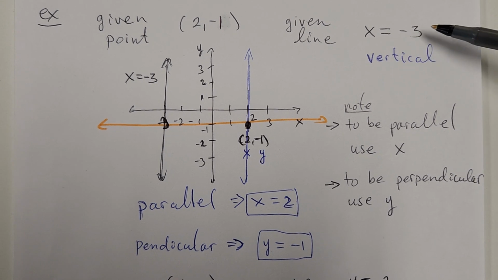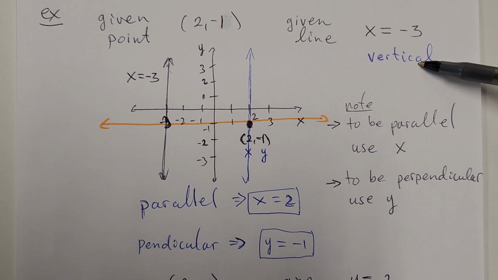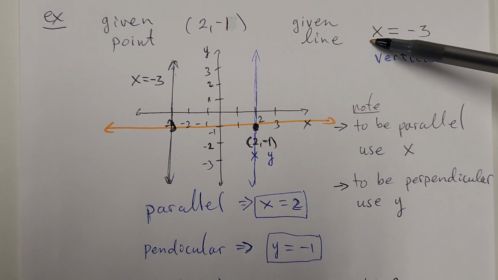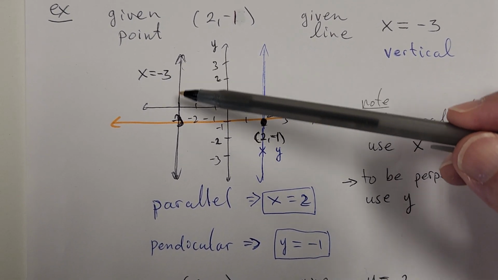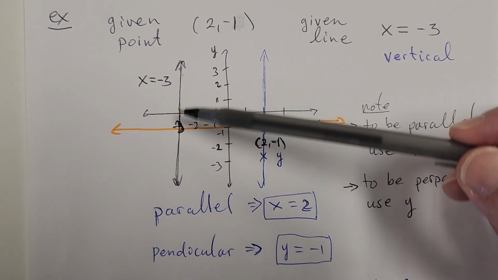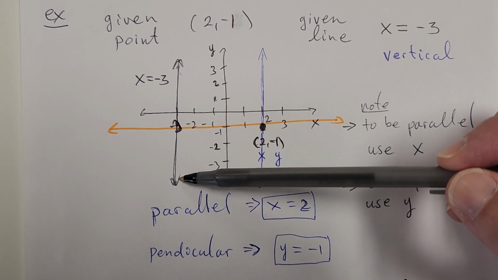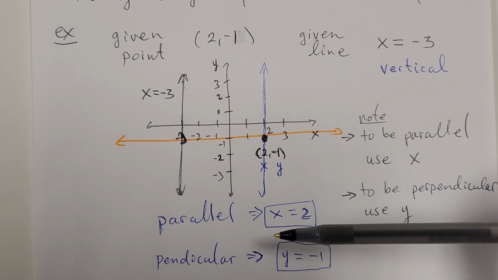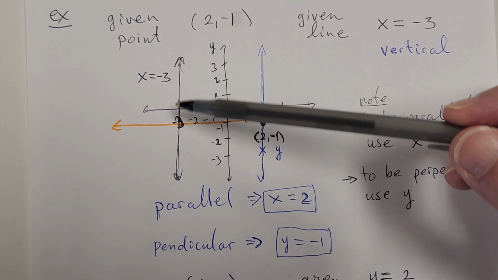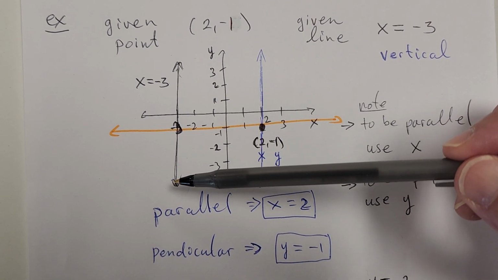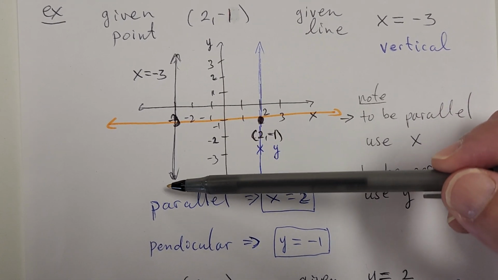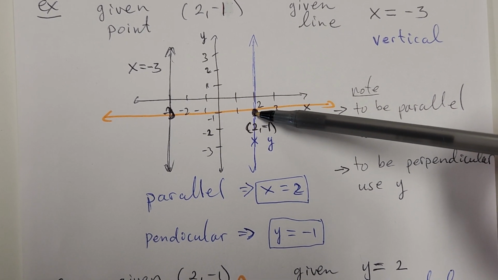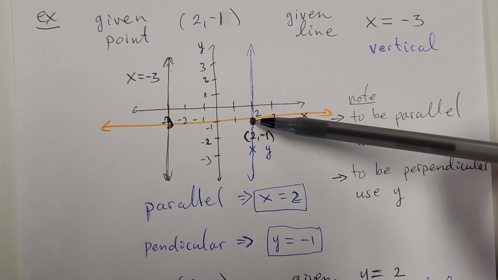So x equal -3 is vertical. One more time, x equal -3 is vertical. So right here on the graph, this is x equal -3. I want a line that is perpendicular to this x equal -3, and parallel to this x equal -3 from the given point. So here's my given point.